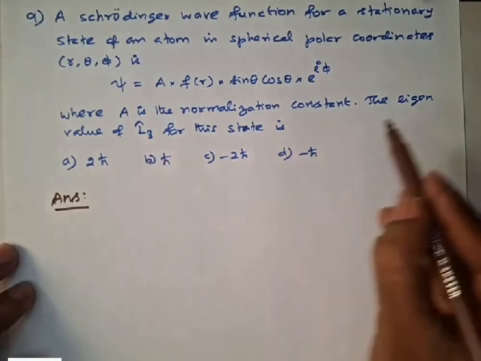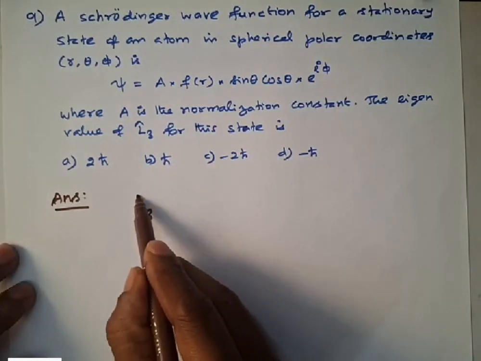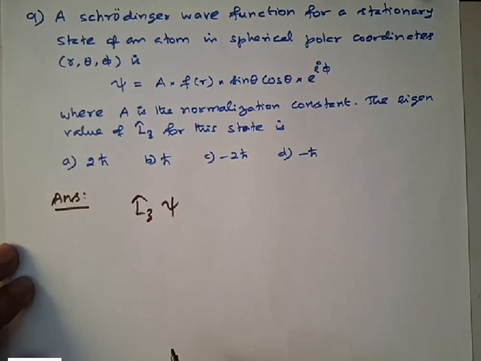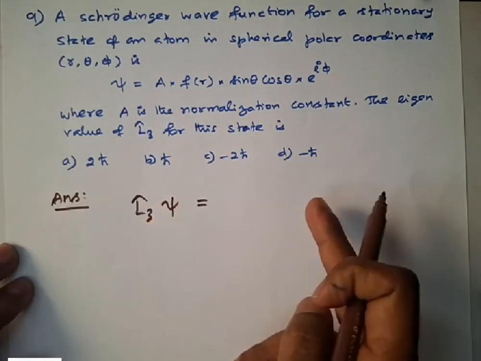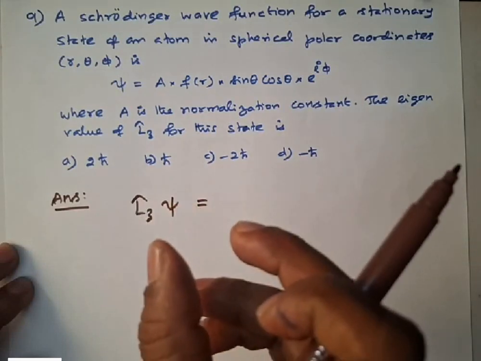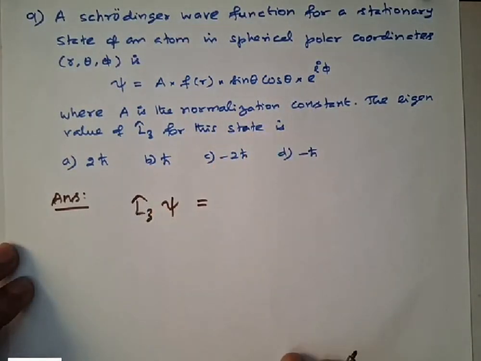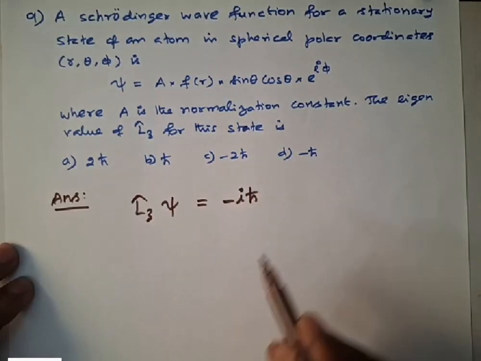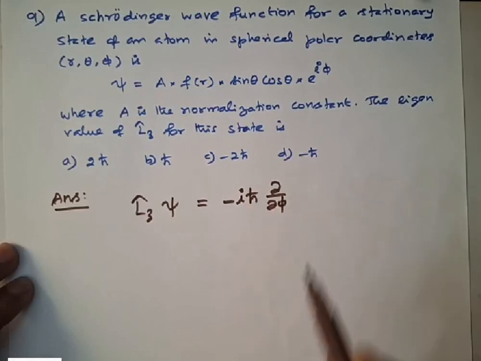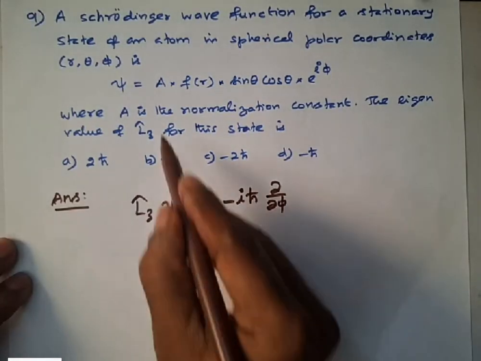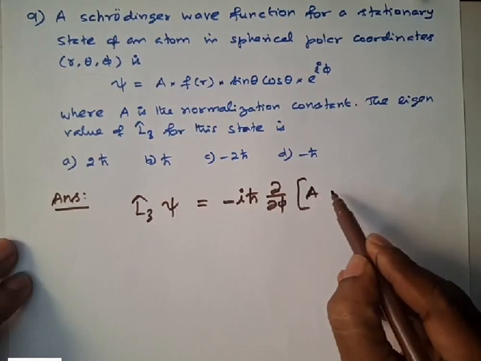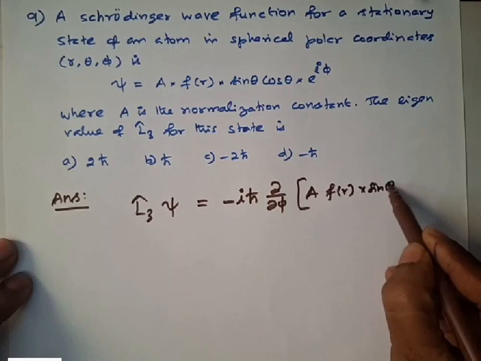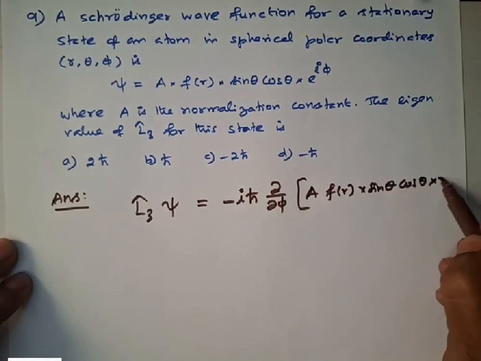Now we should find the eigenvalue of Lz. Take the Lz operator and apply it on the function psi. If you get the same function multiplied by some value, that value is nothing but the eigenvalue. What is the Lz operator? You know very well, the formula for Lz is minus iħ del by del phi. And psi is given here, A into radial function into sin theta cos theta into e power i phi.